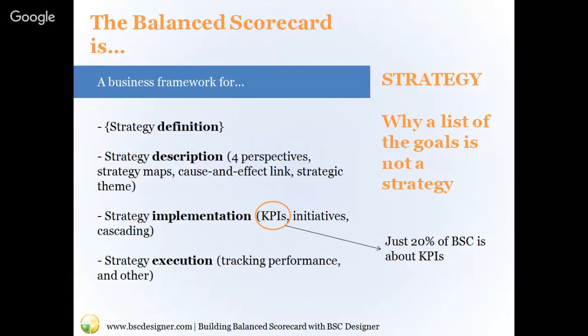That's actually the answer to the question: what is the difference between a KPI scorecard and a strategy scorecard? The strategy scorecard describes all these steps: definition, description, implementation, and execution of strategy. And a KPI scorecard is just this small part where we talk about key performance indicators, nothing more. No strategy map, no cause and effect, no approaches to the cascading. That's the difference.